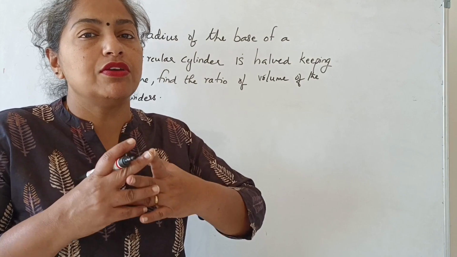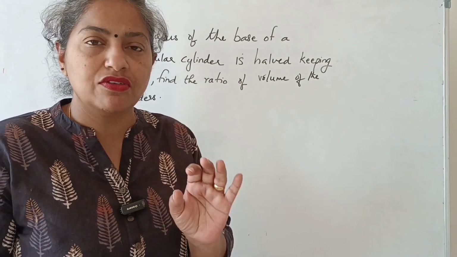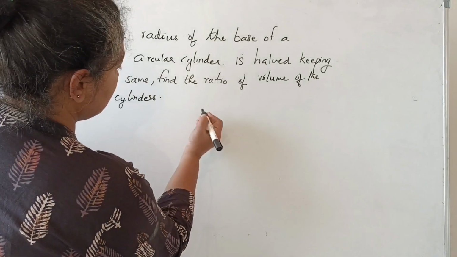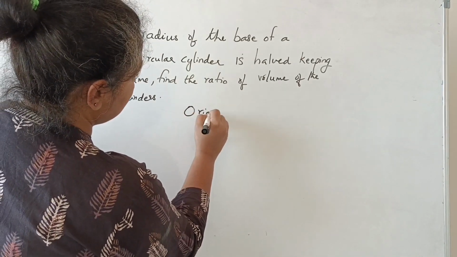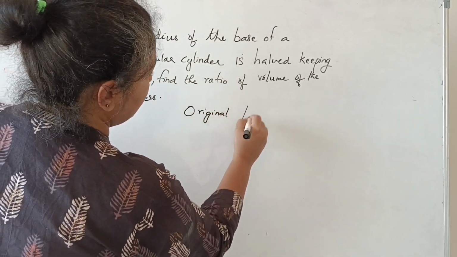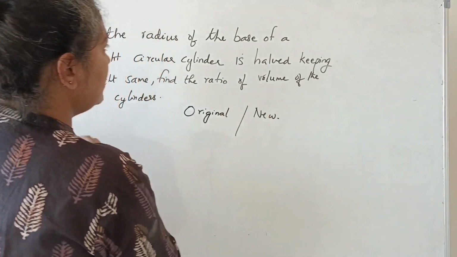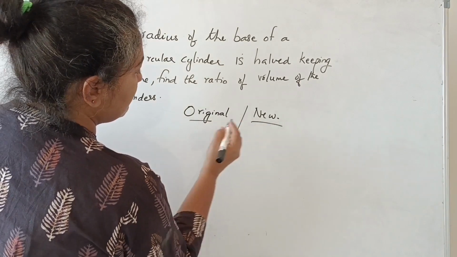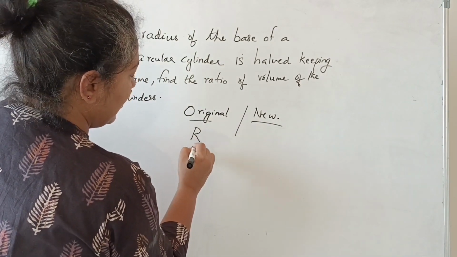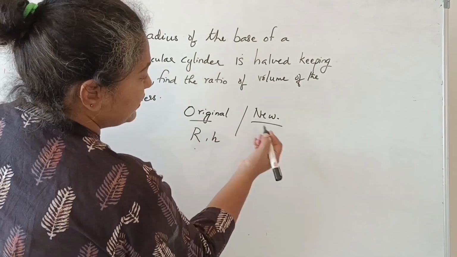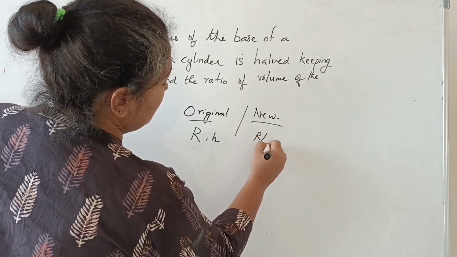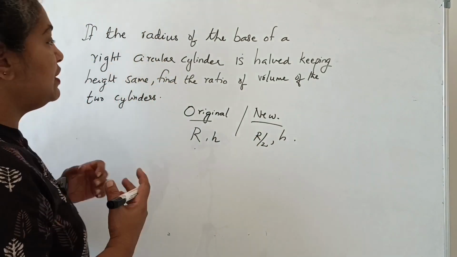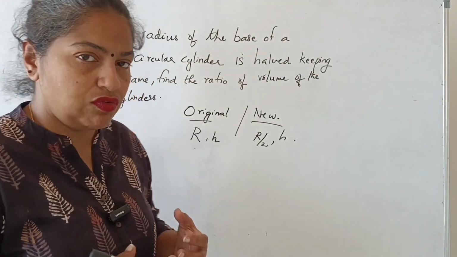Now, no particular measurements, no numericals. It is just finding out the ratios. So let us take the original cylinder and the new cylinder. Now the radius of the base of a right circular cylinder is halved. So if the radius of the original one was r and the height was h, the radius of the new one is r by 2 and the height is kept the same. Now we need to find the ratio of the volume of the two cylinders.